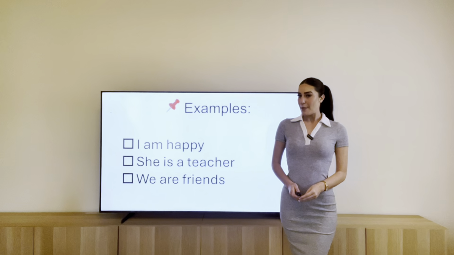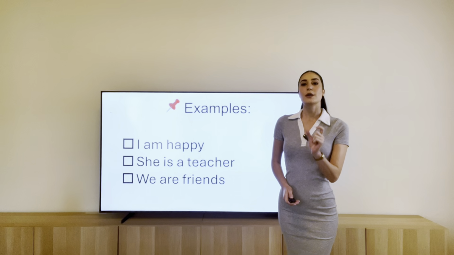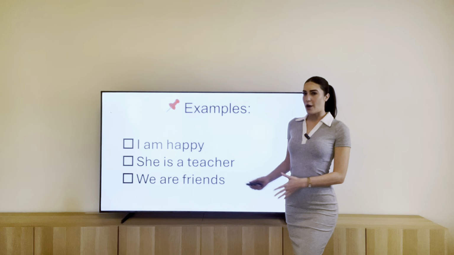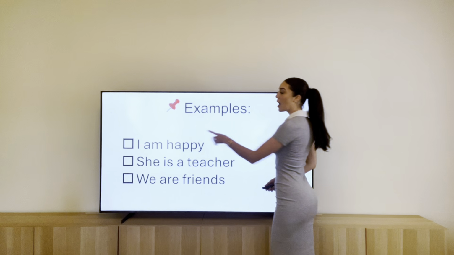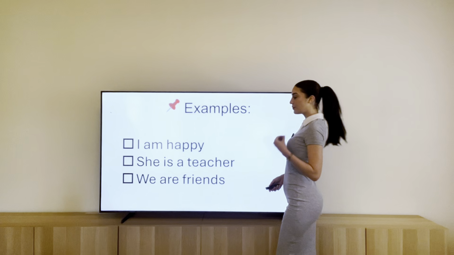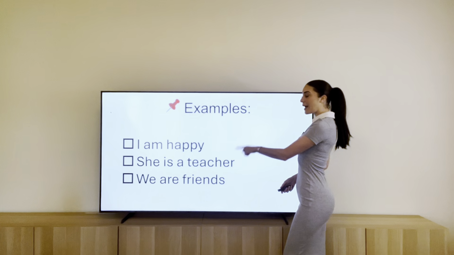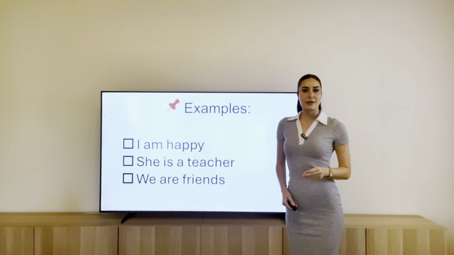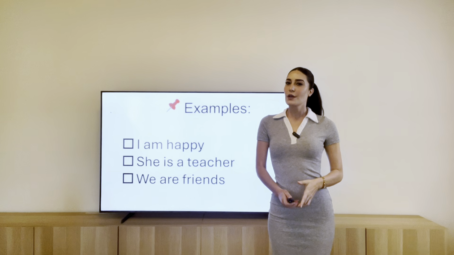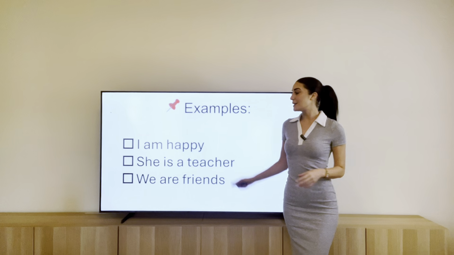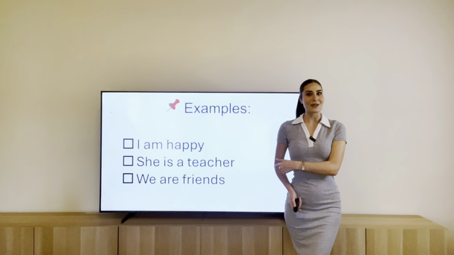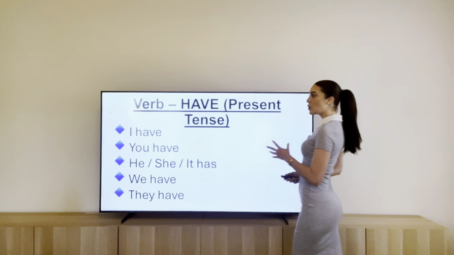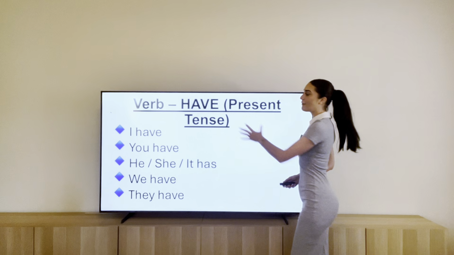Let's look at some examples of using the verb to be in different scenarios. So you can say, I am happy. She is a teacher. We are friends. So just a couple of examples for the verb to be used in different scenarios. Write those down.